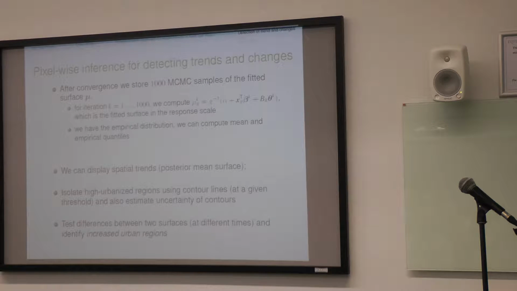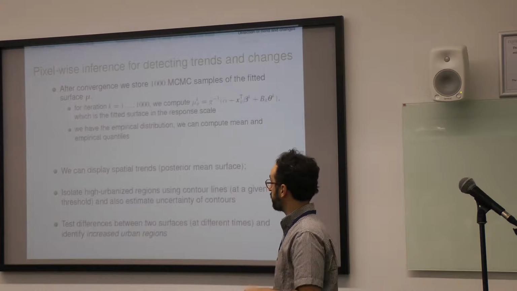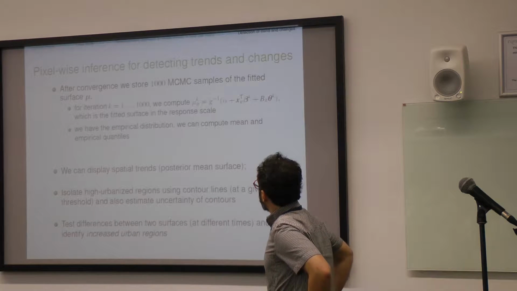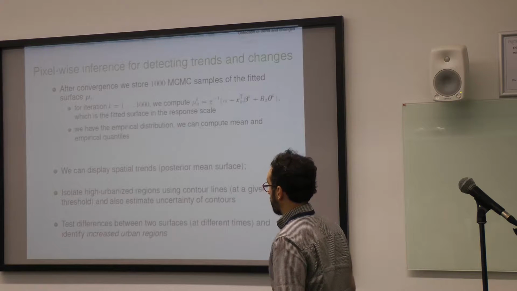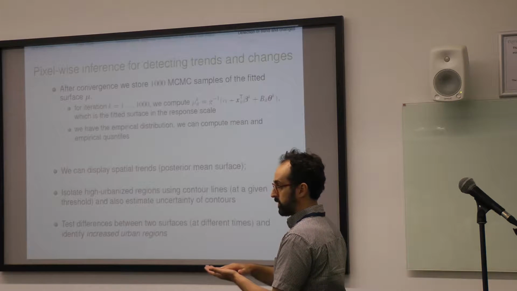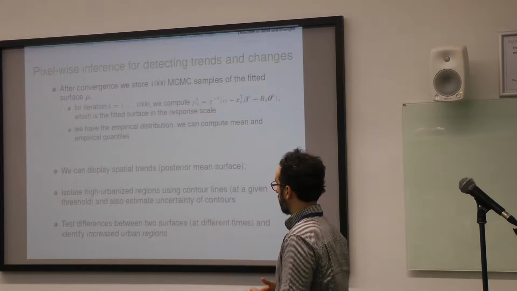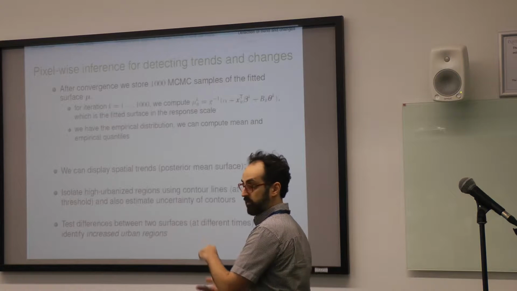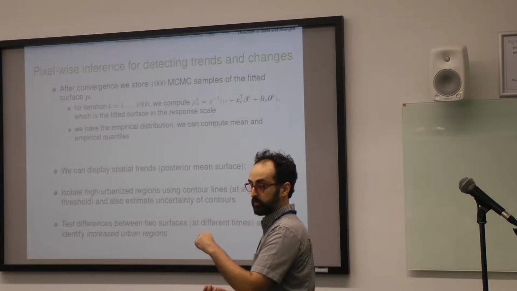So what we actually do for inference, as I said, is that we have available an MCMC sample at each pixel and at each time. And we can do many things actually. We can compute the mean, so we can plot the posterior mean, which is the plot that I showed before. And then you can also make inference because you can compute quantiles of the distribution.